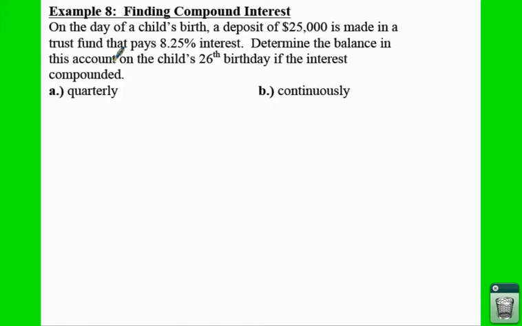Alright, here with example 8, you're going to do something pretty similar to example 7, except what you're going to do is compare a couple of different balances. So you're going to compare and determine whether you'd rather have something, if you're talking about money, compounding every quarter or continuously. And then you're going to find out what the difference in your accounts is going to be.